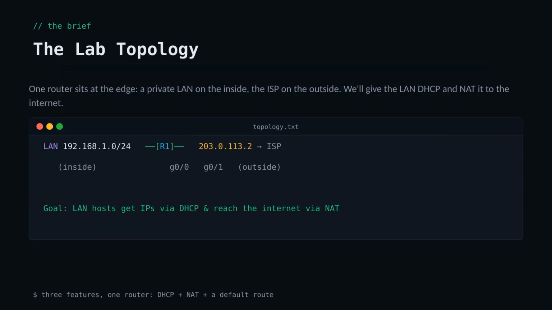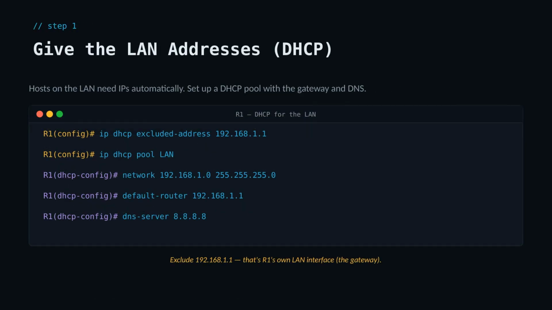So here's the lay of the land. R1 is our edge router. Gi0/0 faces inward to the 192.168.1.0/24 LAN, and Gi0/1 faces outward to the ISP with a public address of 203.0.113.2. Inside is private, outside is public, and R1 is the translator in the middle. The job is simple to state: hand out addresses on the inside, hide them behind that outside IP, and give R1 somewhere to send the traffic. DHCP, NAT, default route. First feature on the stack, DHCP.